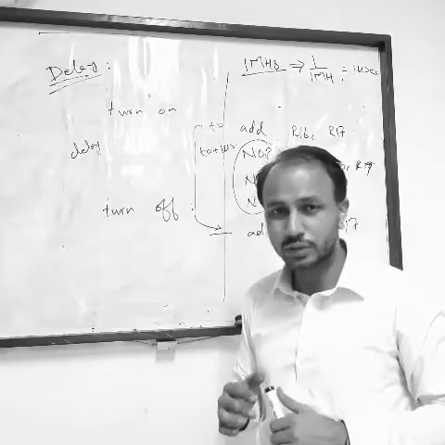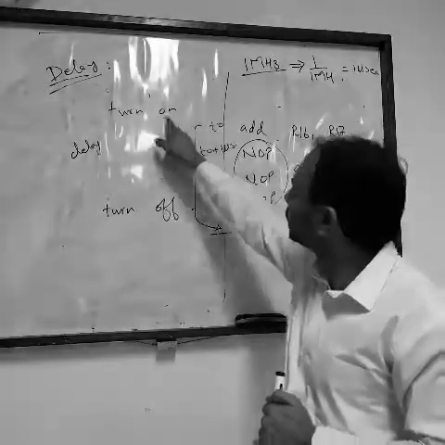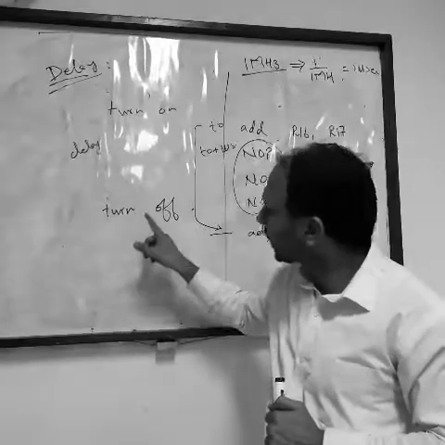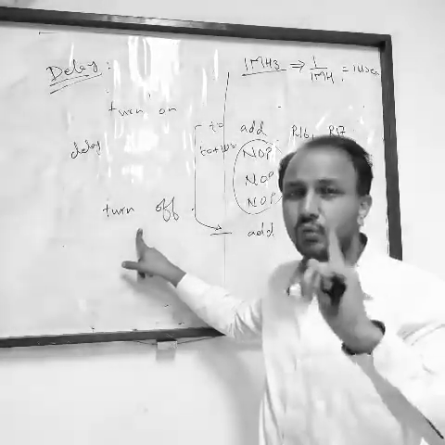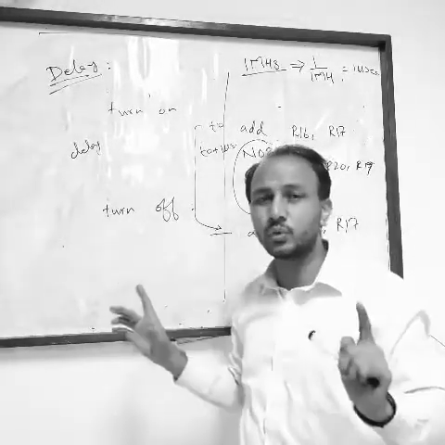Have you understood the question? We want to turn on this light and we want to turn off that light again after 1 second. How can we do that?